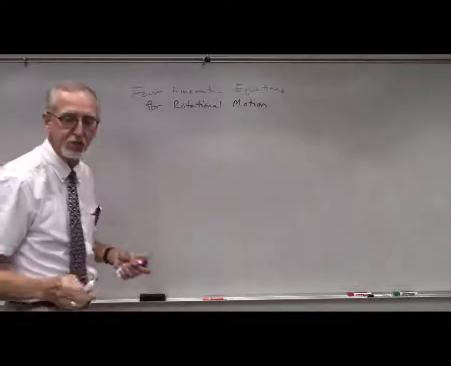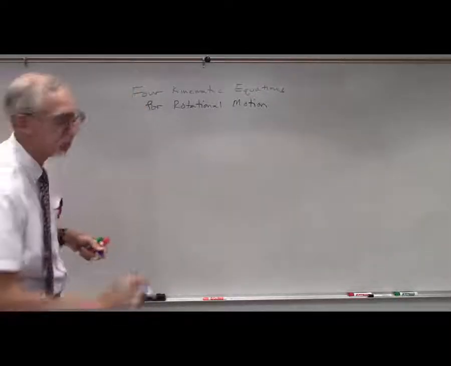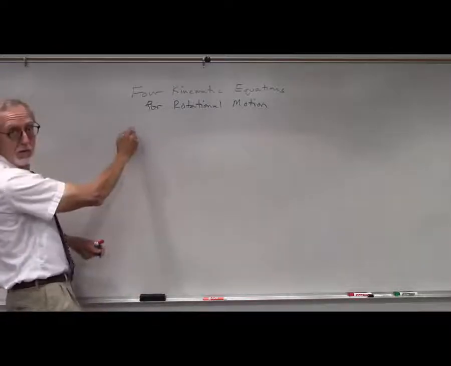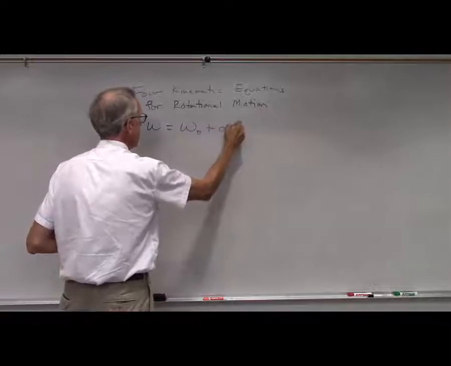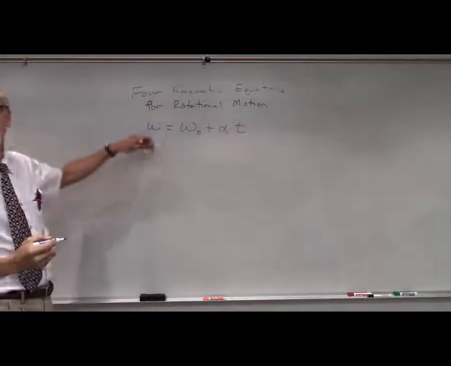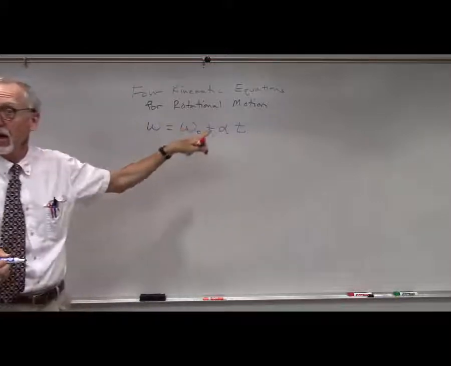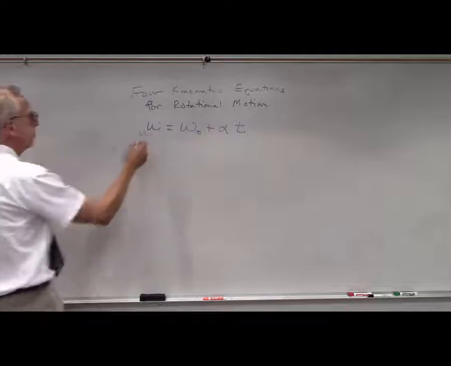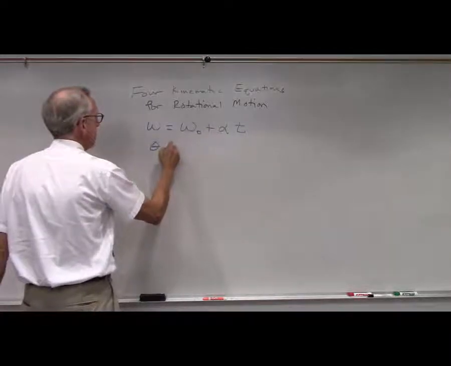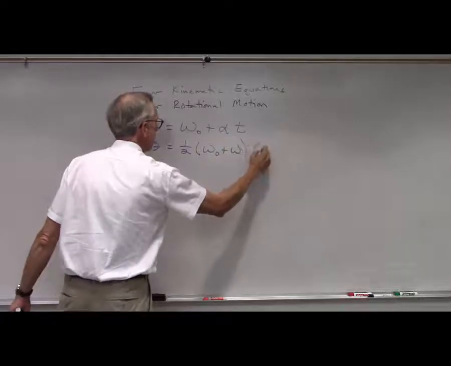Okay, so let's just write them down from what we already know. Okay, so the first one is what? Omega equals omega naught plus alpha t. So just like v equals v naught plus at, omega equals omega naught plus alpha t. Next one was what? Theta equals 1/2 omega naught plus omega times t.